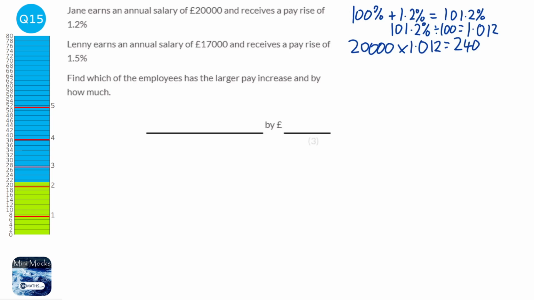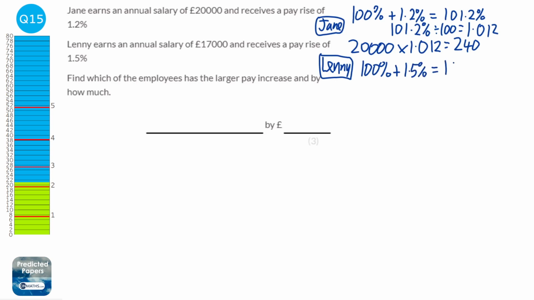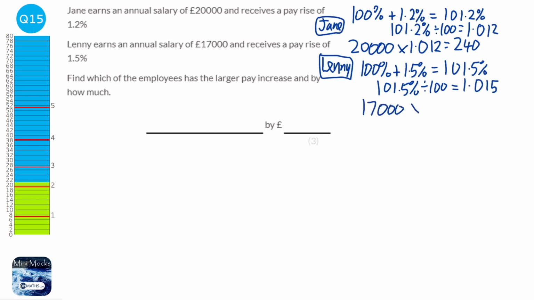Next we do the same for Lenny. So that's 100% plus the 1.5%, which will be 101.5%. To make that a multiplier, we divide by 100, which gives us 1.015. Then finally we take the 17,000 times it by the multiplier, and when we do that we get 255.